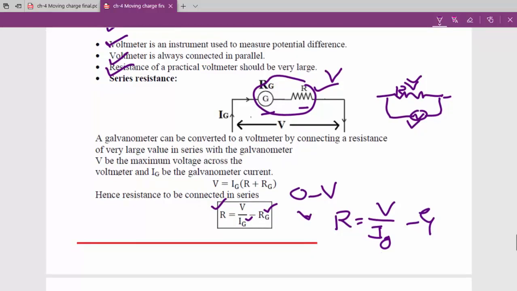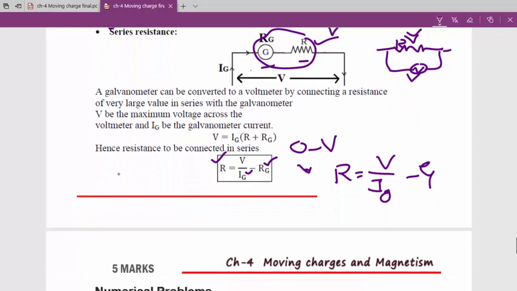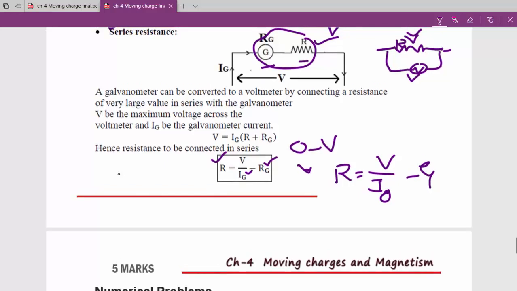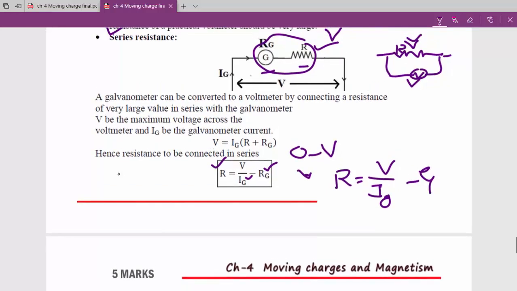So this is the formula for the resistance connected in series with the galvanometer to convert the galvanometer into a voltmeter. With this synopsis, I'll stop this video. I'll continue the numerical problems or objective questions in the next class.